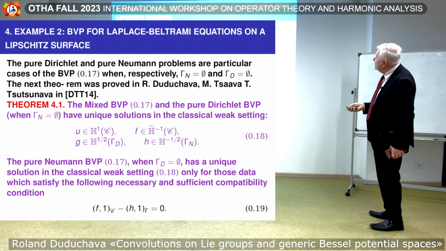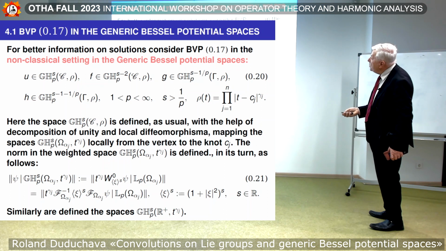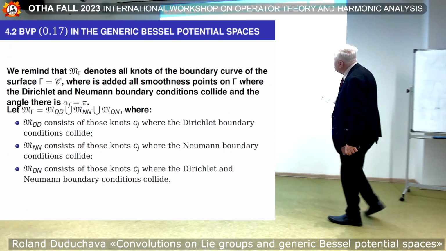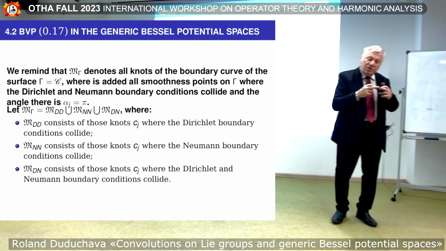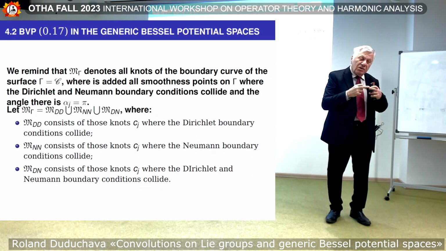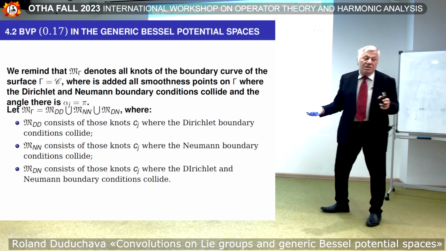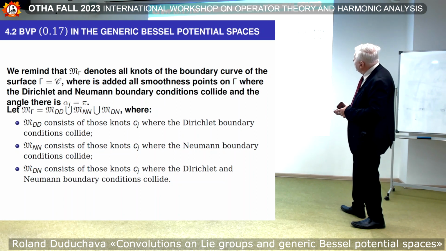And well, since I have no time, I will not demonstrate how they are reduced to boundary integral equations. I will demonstrate only the result, the theorem about solvability. Well, we have three types of nodes where two Dirichlet conditions collide, two Neumann conditions collide, or Dirichlet and Neumann mixed type conditions collide. In these three cases, you have different answers, different conditions for the solvability of the equation. There's solvability also, Fredholm property and solvability.